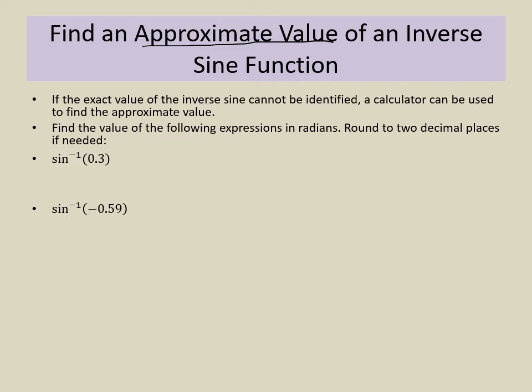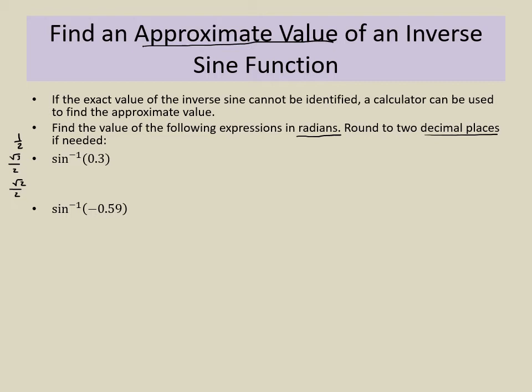So we have a couple of examples. Find the value of the following expressions in radians. This is very important. The first thing you want to do is make sure that your calculator says radians. Okay. And then it says round to 2 decimal places if needed. So we are going to round if we have to. The first one says, what is the inverse sine of 0.3? Now it is obvious that 0.3 is not one of those values that we know. It's not 1/2, it's not square root 3 over 2, it's not square root 2 over 2, it's not 0, or the negatives.